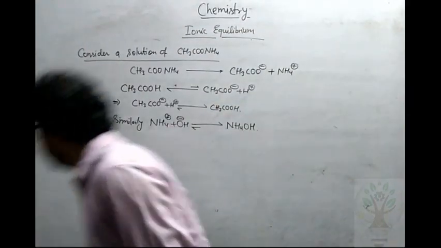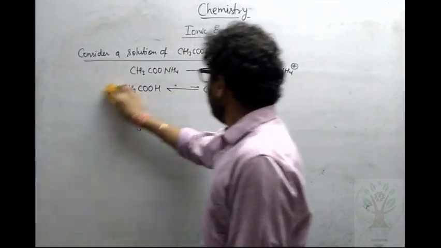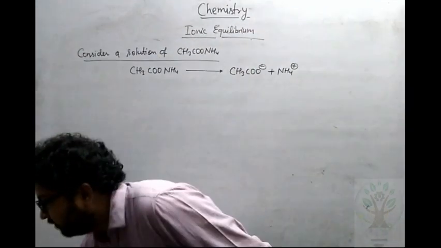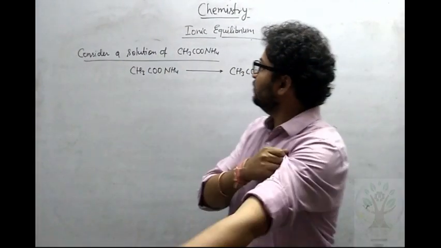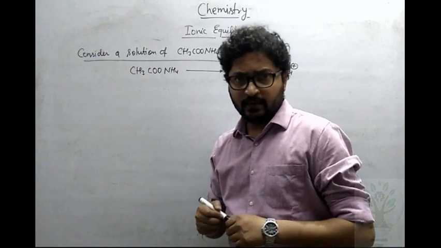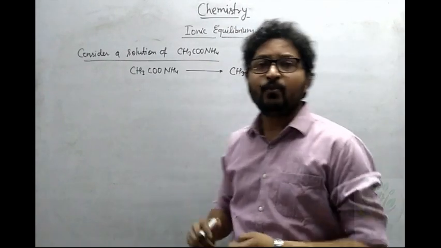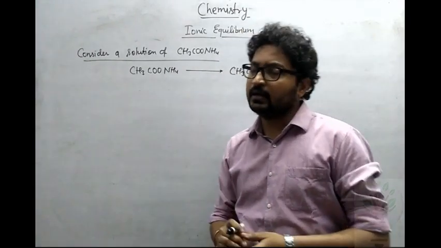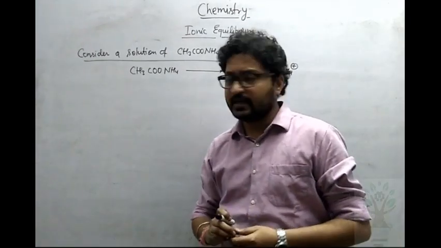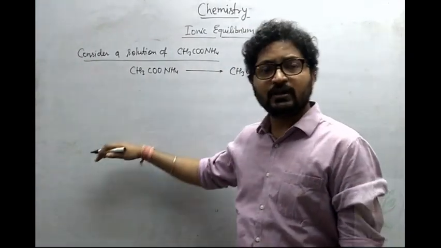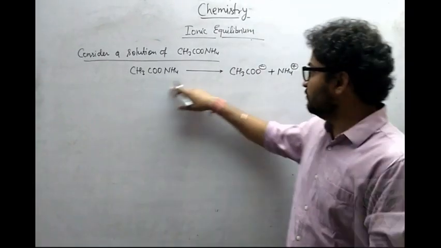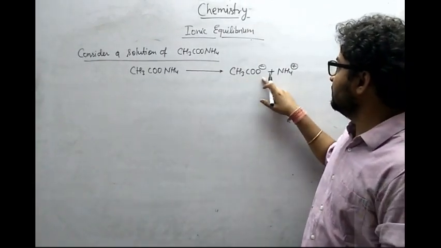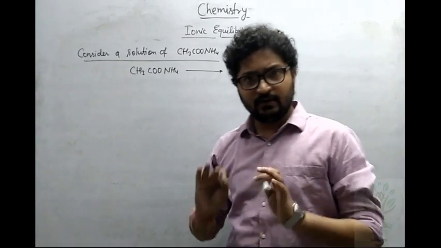Okay, now let's see. I'm asking you to consider a solution of CH3COONH4, we call it ammonium acetate. It is the salt which is formed by reaction of acetic acid and ammonium hydroxide. So it is a salt. So it will be strong electrolyte or weak? It will be strong. So it will decompose into CH3COO minus and NH4 plus. Are you getting this thing?